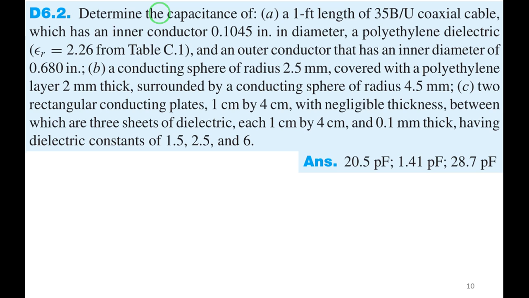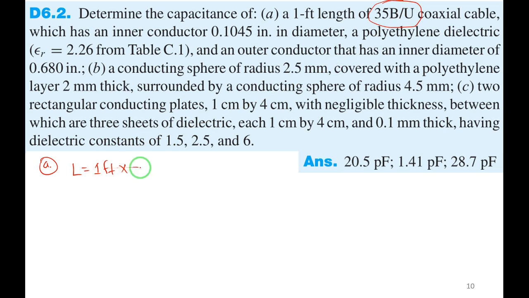Time is 12, still half an hour is there. Determine the capacitance of a coaxial cable. Let me write it parallelly. They have given 1 foot length of 35 BU coaxial cable. The number is the standard of the cable, indicating it is flame resistant, mud resistant and so on. We will not worry about this number. The length of the coaxial cable is 1 foot, so we should convert it into meters.